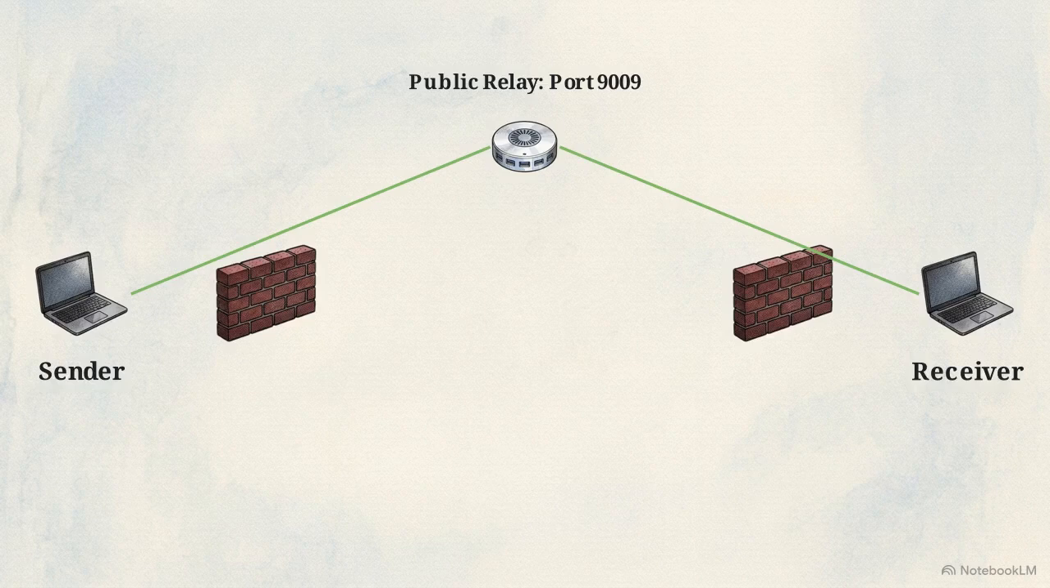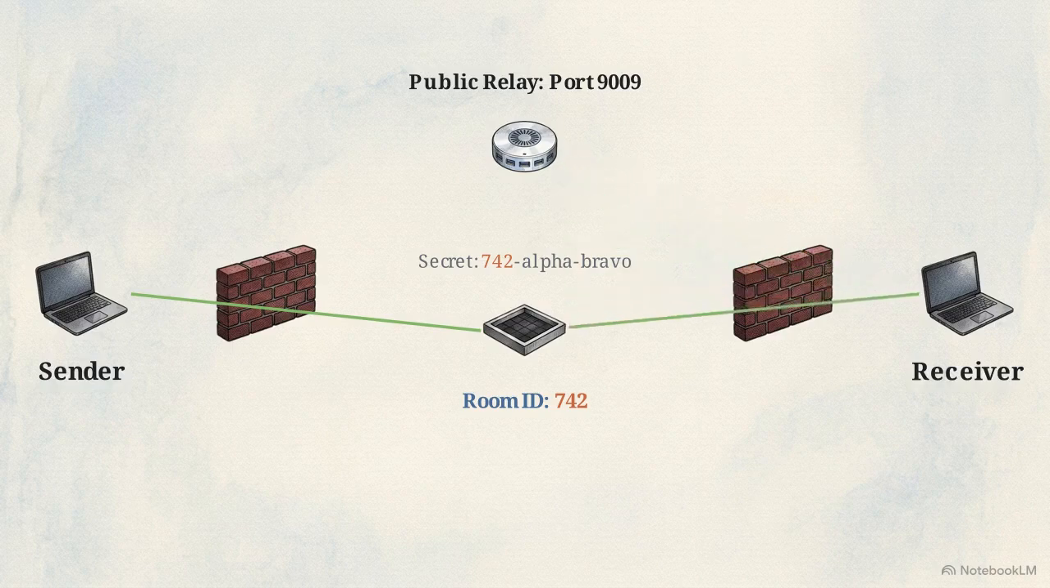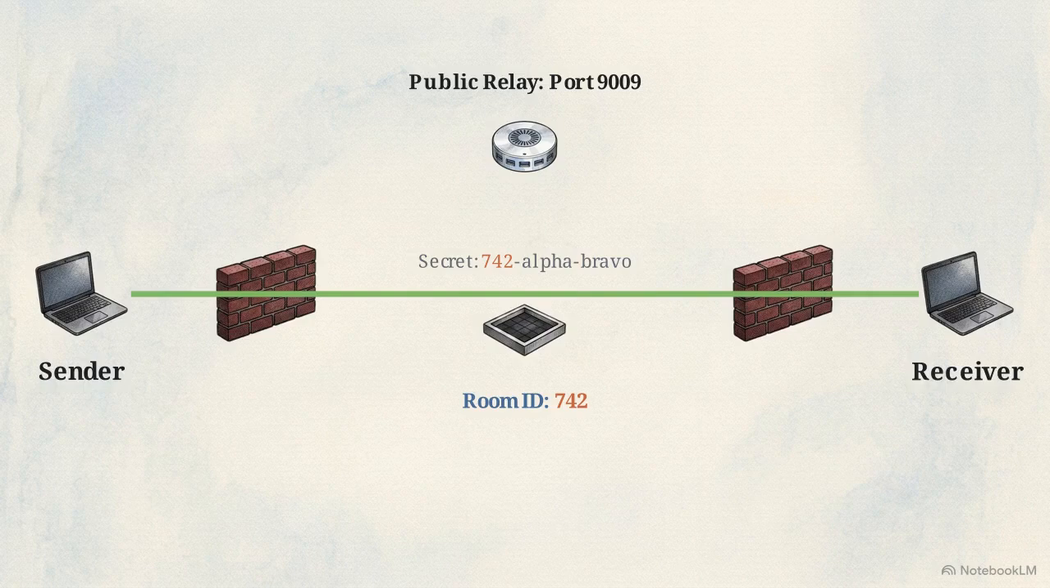Because both the sender and receiver initiate outbound TCP connections to this central digital rendezvous point, local firewalls permit the traffic. Once connected, the sender is placed into a virtual room. The relay assigns this room's identifier by reading the first three characters of the generated secret code phrase. When the receiver connects with the same phrase, they are dropped into that exact same virtual room.